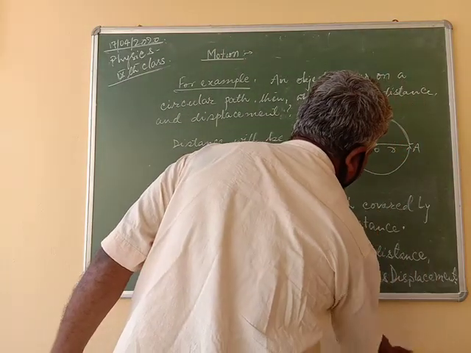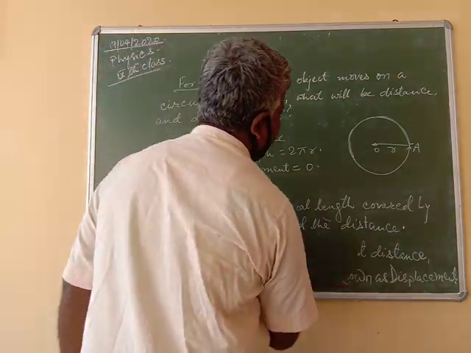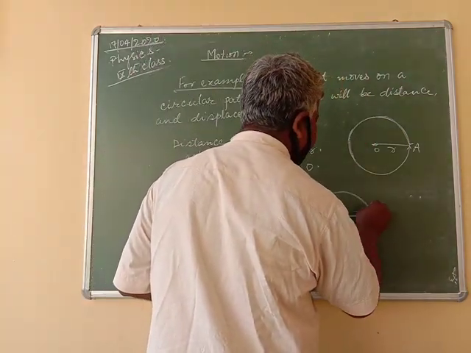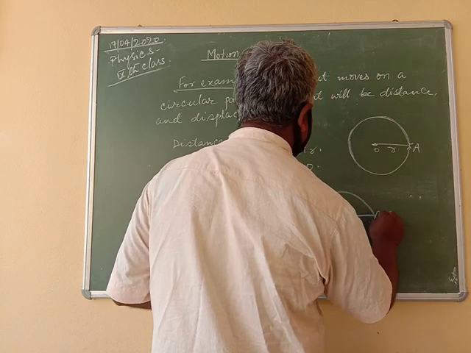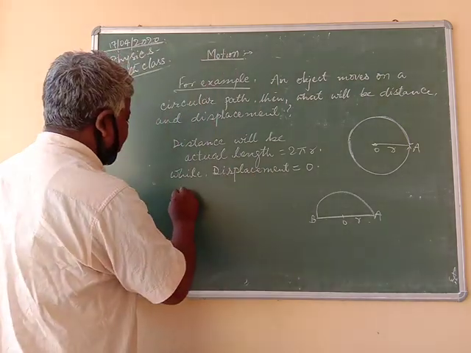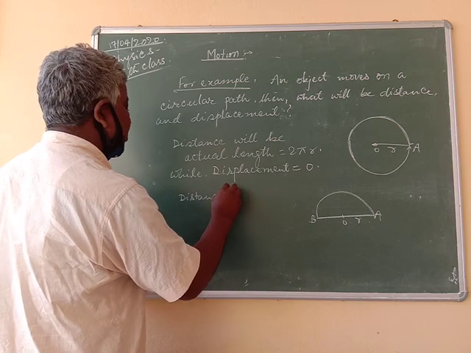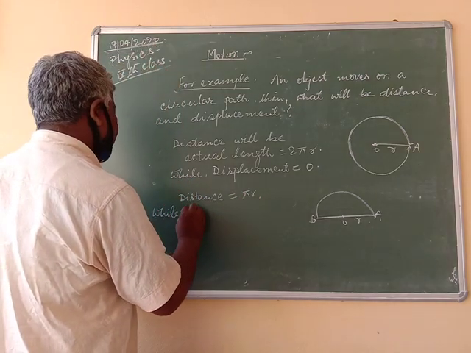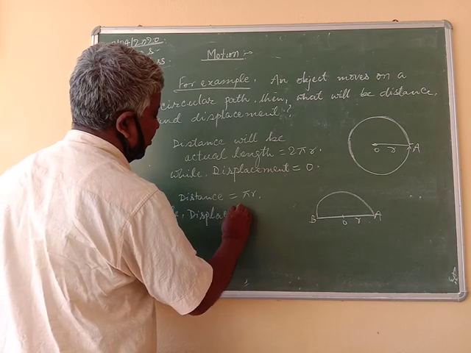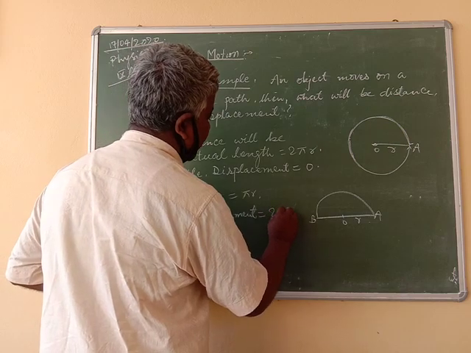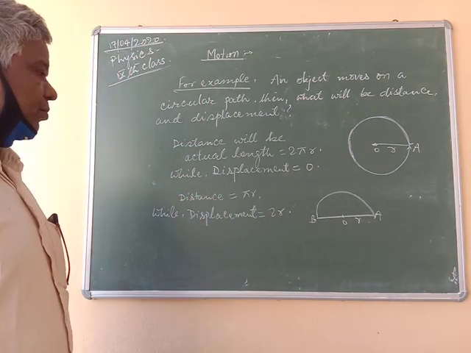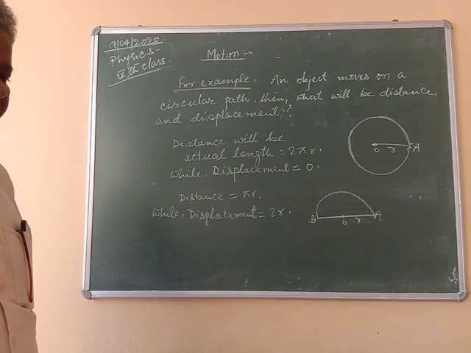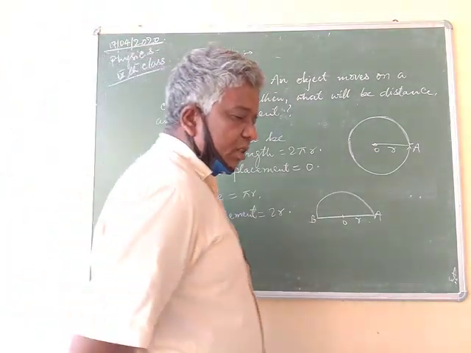But once again, if the object is on a semicircular path, then distance will be pi r, while displacement will be 2r. Okay. Do it fast.